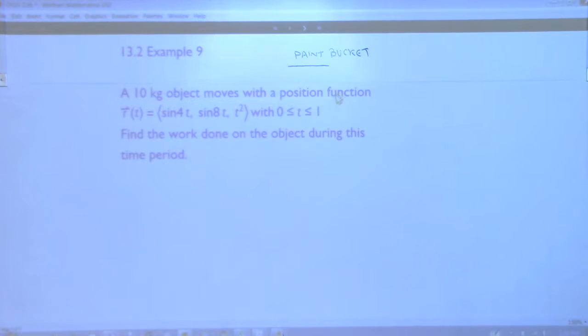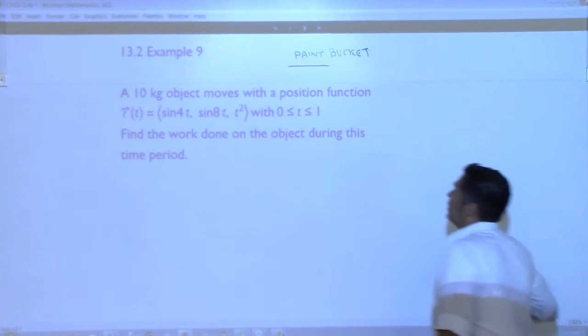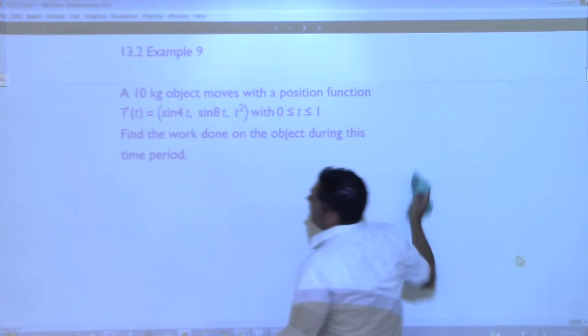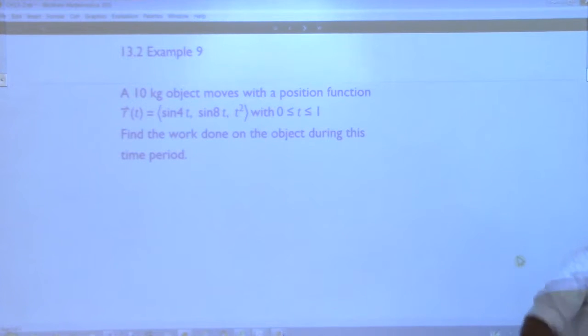All right, this is an interesting example. This is our last example. A 10 kilogram object moves with a position function given. So we've got this thing, this object.